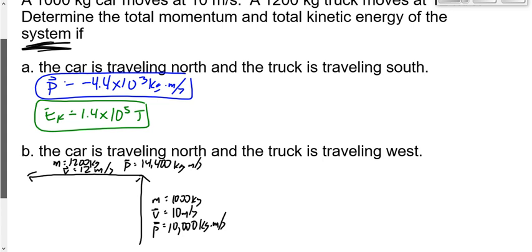So how do I take into account the direction here? In question A, all I did was said, one is positive, one is negative, add them up. Here I got to add them up, but I got to add them up in a different way. How do you suggest I do that?